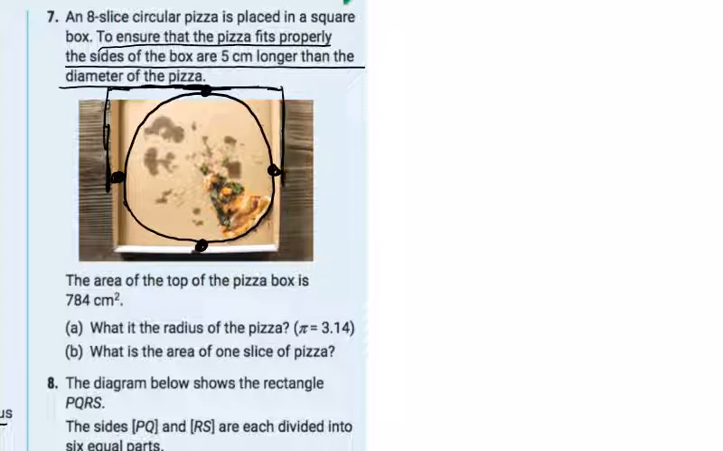So what are we given here? 8 slice pizza. The area of the top of the box is 784. Well, because it's a circle, it has to be symmetrical, so it has to be a square box. You've never gotten a rectangular pizza box. So the square root of 784 will give us the length of one of the sides. You should probably know that that's 28 at this point of your mathematical careers. So that's the length of one edge of the box.